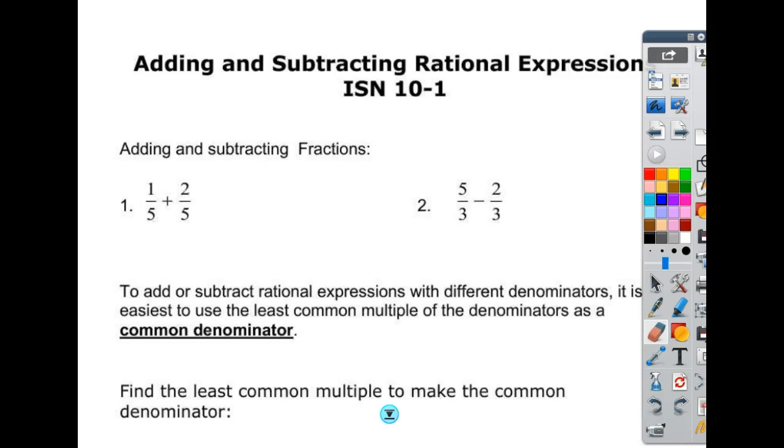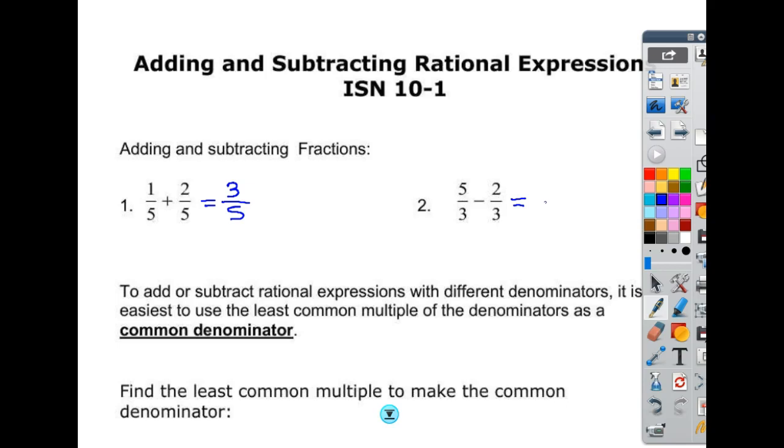Okay, so as I was saying, we are adding and subtracting fractions. So let's just look at some plain old fractions first. Okay, so the denominators are the same here. So those are easy to add. You just add the top. So you get how much? You get 3/5.